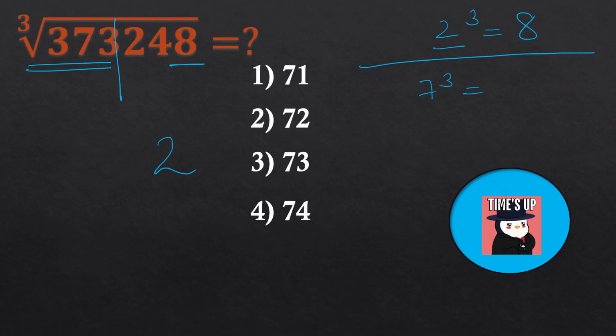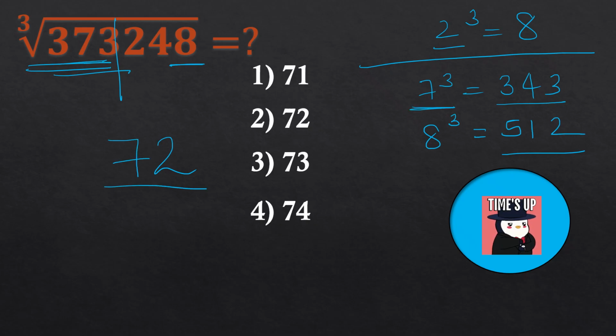7 cube, that is 343, and 8 cube, which is 512. So 373 lies between these two cubes, correct? So the smaller one is 343. Okay, so cube root of 343 will be 7. So 7 will be the first digit. 72 will be the answer. Second one is the correct option.